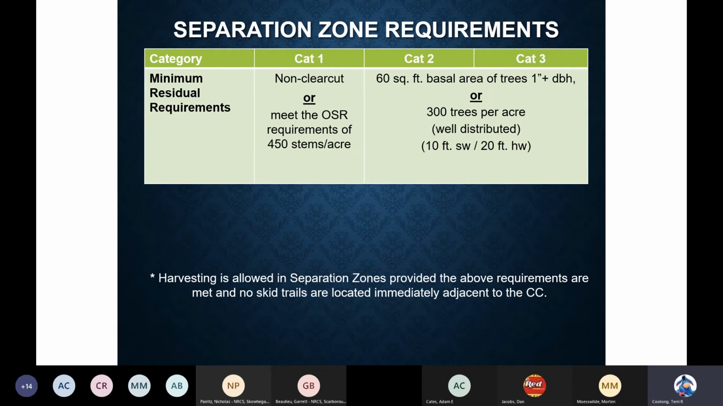Once we get up into category 2 and category 3 clear cuts, then you've got to have at least 60 square feet of basal area left in there, or you have to have 300 trees per acre well distributed, which are 10 feet tall for the softwoods and 20 feet tall for the hardwoods. 40 square feet of those 60 square feet of basal area have to be at least 4.5 inches in DBH or larger. So basically what this is saying is that you can harvest in a separation zone as long as standards are met. You can't put any skid trails located immediately adjacent to the clear cut.